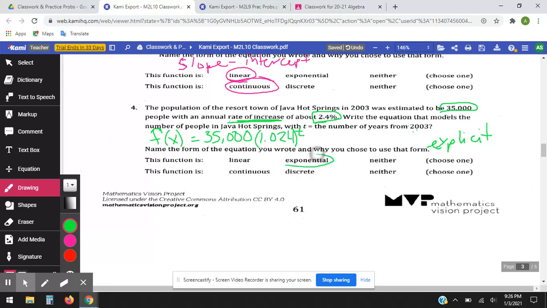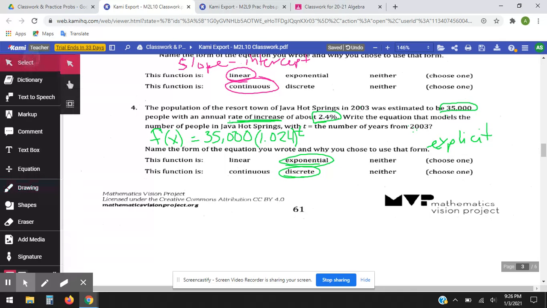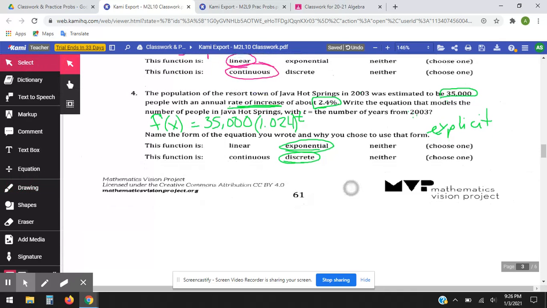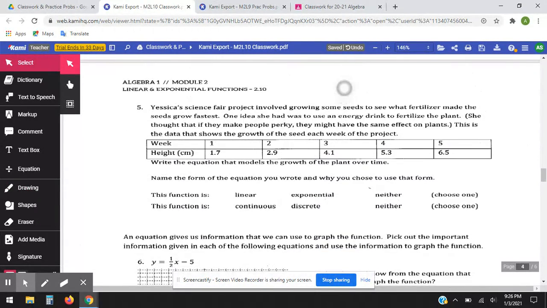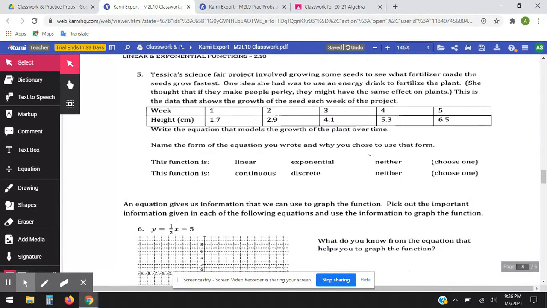We have an exponent, so it's exponential. And we're talking about people, so it is discrete. So can't have half a person since we're talking about population. I suppose you can argue that you will have multiple points throughout the year, but I like to go with the basic of can't have half a person, we've got to do dots for whatever points we're going to use. All right, next.